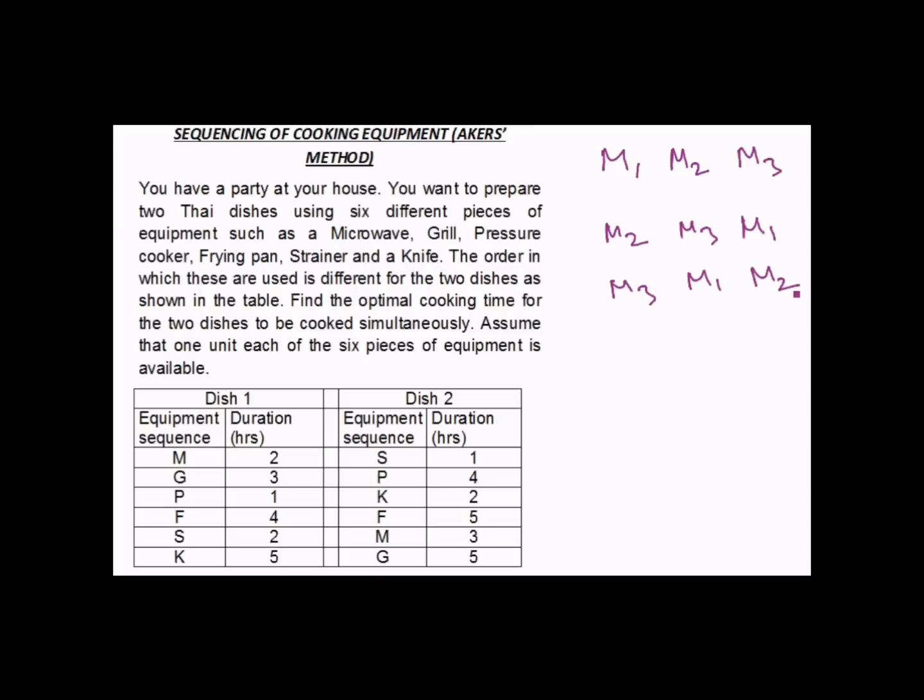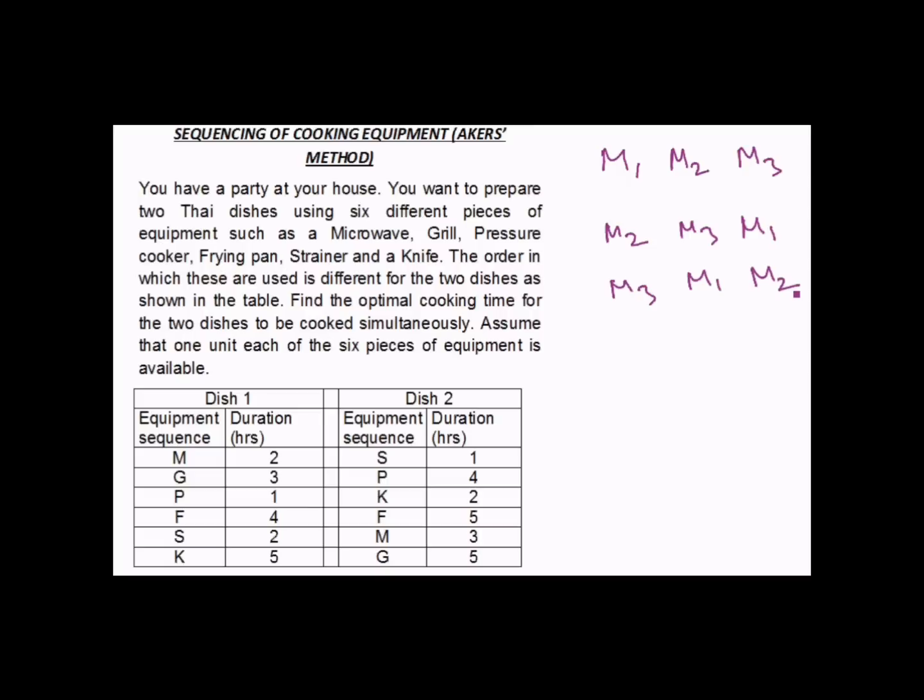You have a party at your house. You want to prepare 2 Thai dishes using 6 different pieces of equipment, such as a microwave, grill, pressure cooker, frying pan, strainer, and a knife. The order in which these are used is different for the 2 dishes as shown in the table. Find the optimal cooking time for the 2 dishes to be cooked simultaneously. Assume that 1 unit each of the 6 pieces of equipment is available.